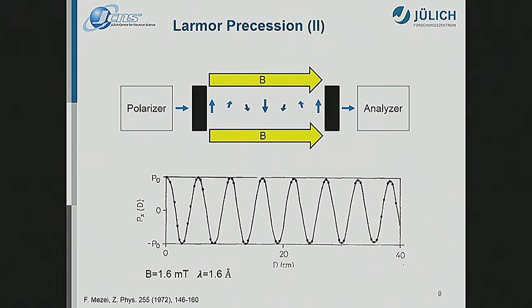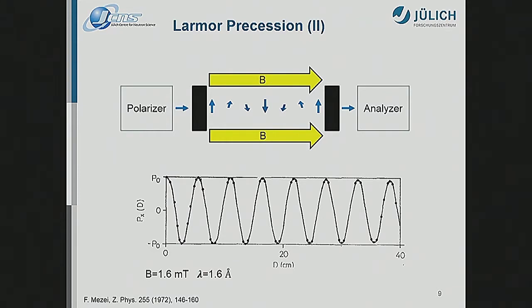So now, for me to learn the spin echo, I went back to the original paper. The spin echo was invented by a Hungarian physicist, Ferenc Mezei, in 1972, so long, long time ago. And in that paper, he started with just a simple experiment. You just polarize neutrons however you want to do it. You have the black box that puts those neutrons with their spin in a direction perpendicular to the magnetic field, and they will start precessing.